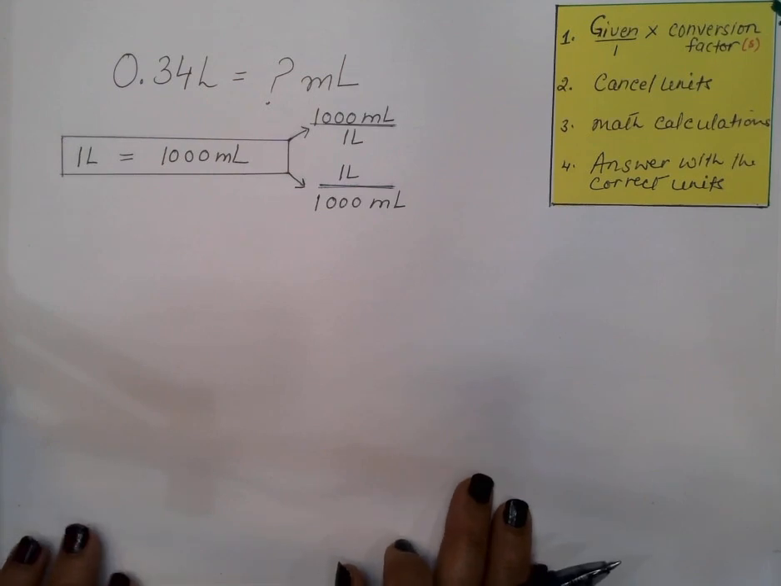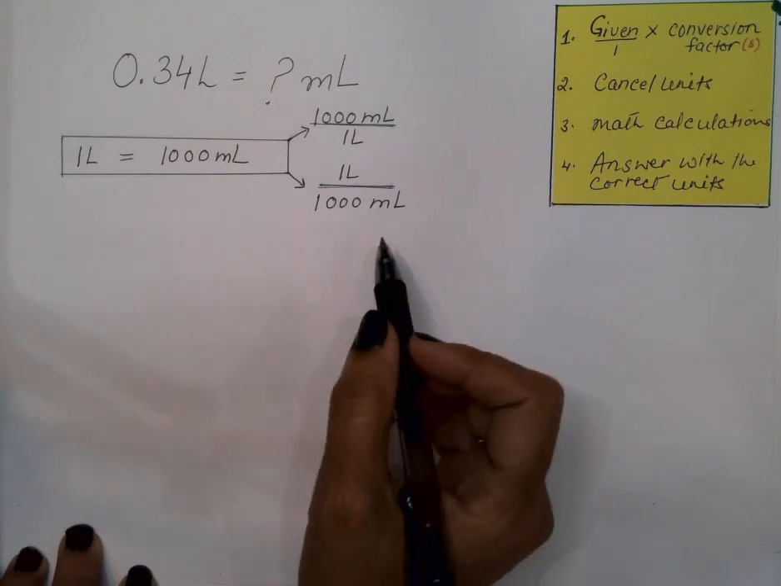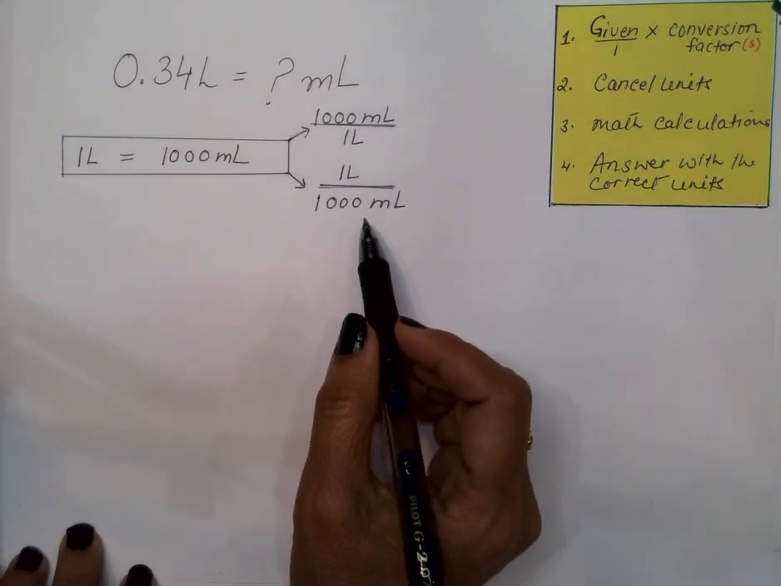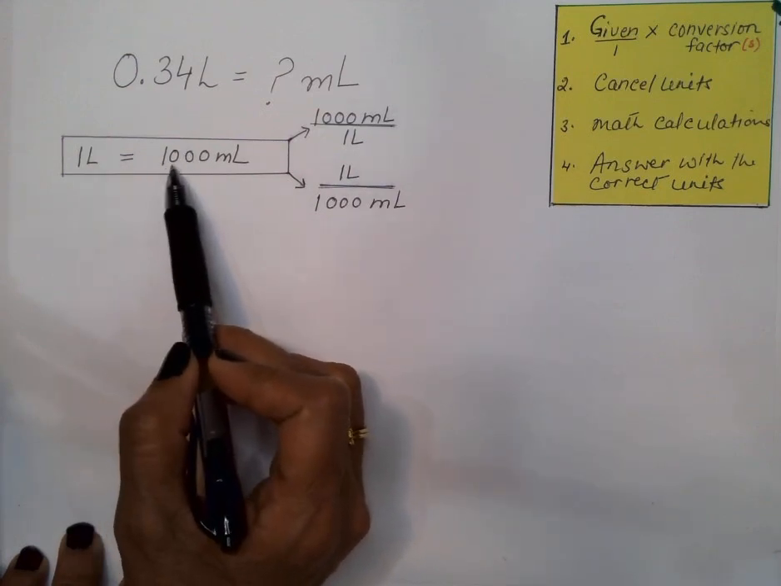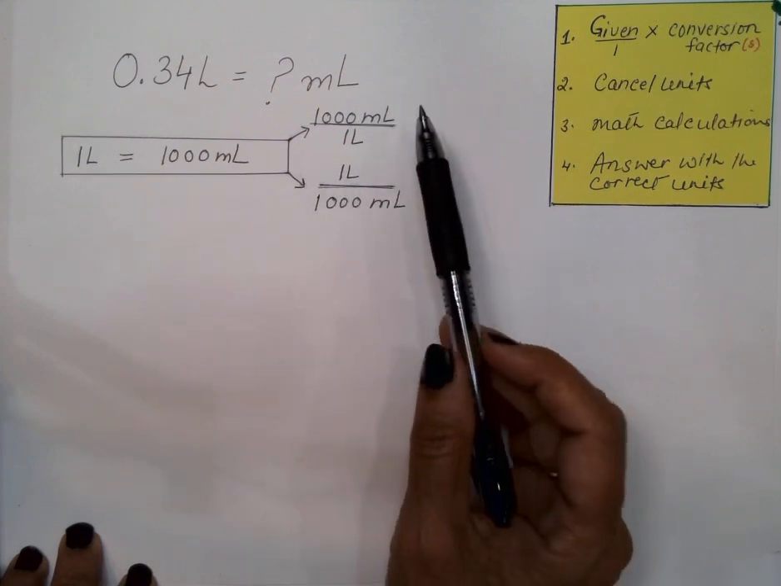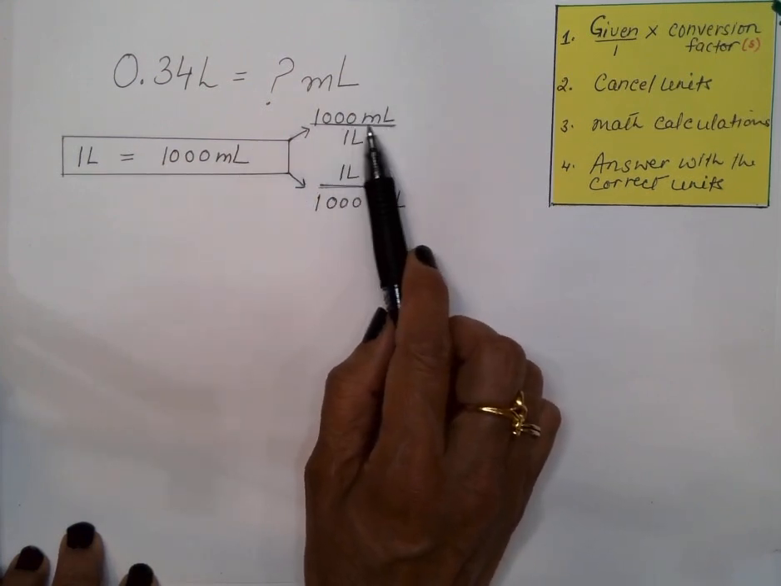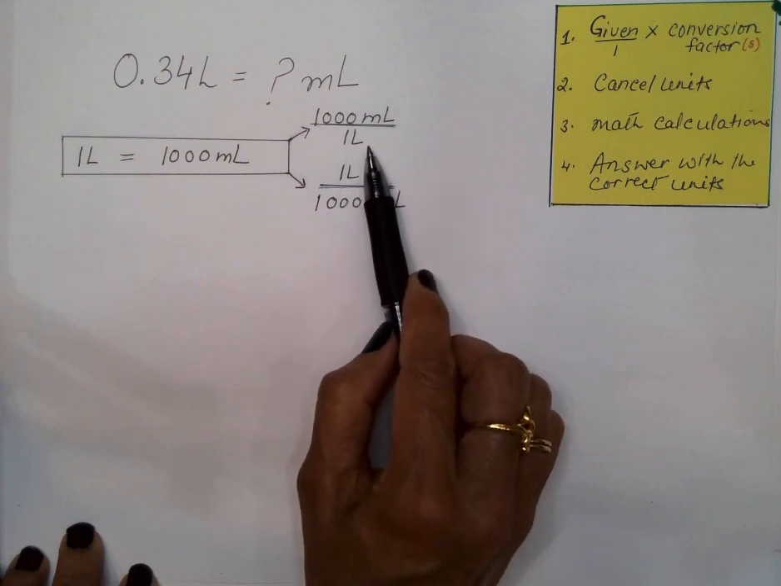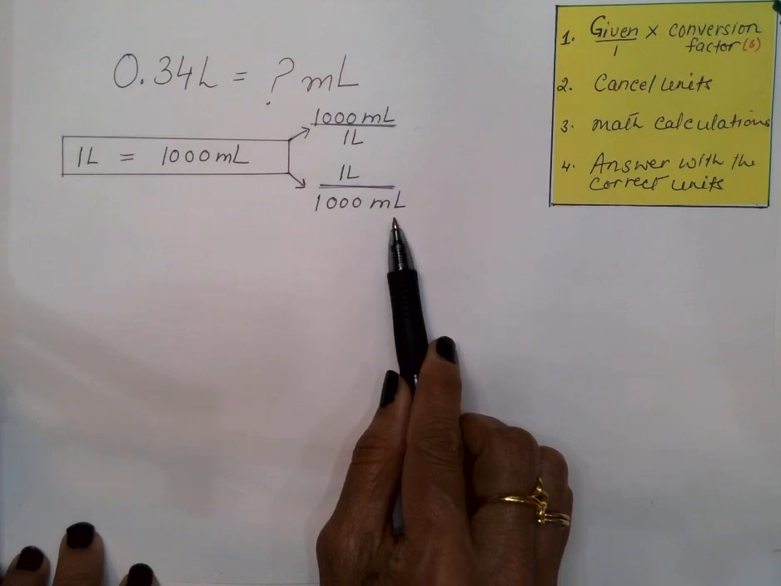0.34 liters, and you want to find out how many milliliters are there in 0.34 liters. So the basic definition of liter is 1 liter equals 1000 milliliters. Again, you can write this in two ways: 1000 milliliters makes 1 liter, or you can say in 1 liter there are 1000 milliliters.